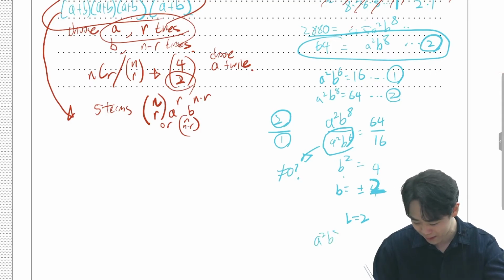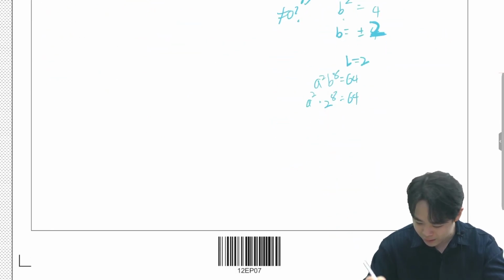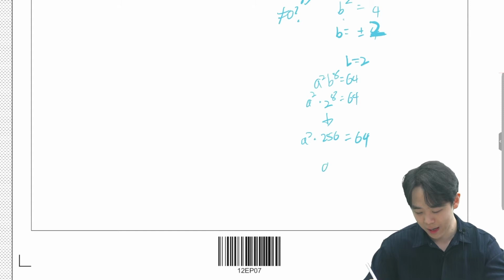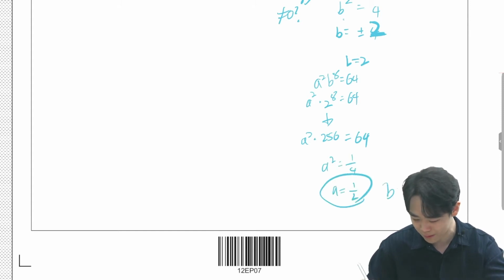a squared b^8 is 64. 2 to the power of 8 times a squared is 64. Since 2 to the power of 8 is 256, a squared times 256 is 64. a squared is 1 over 4, so a has to be 1/2. So a is 1/2, b is 2.